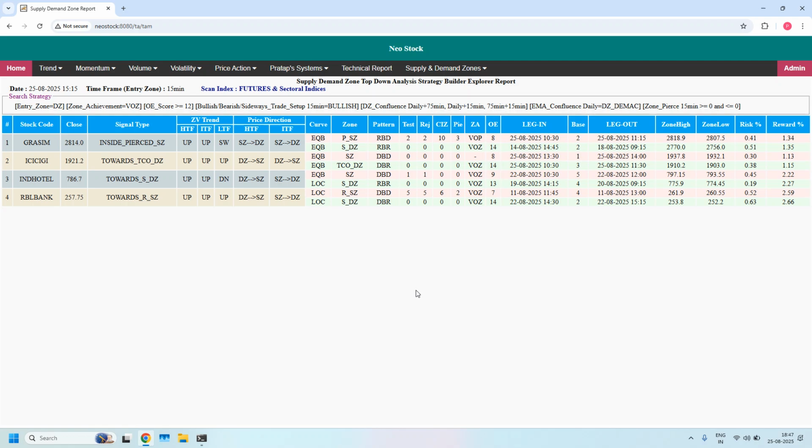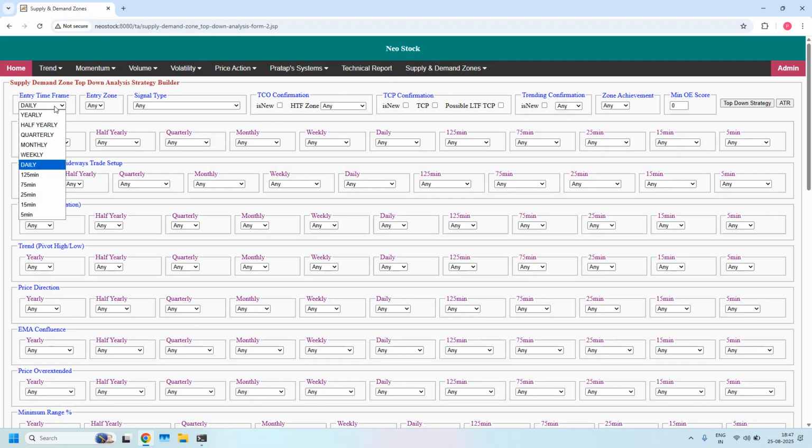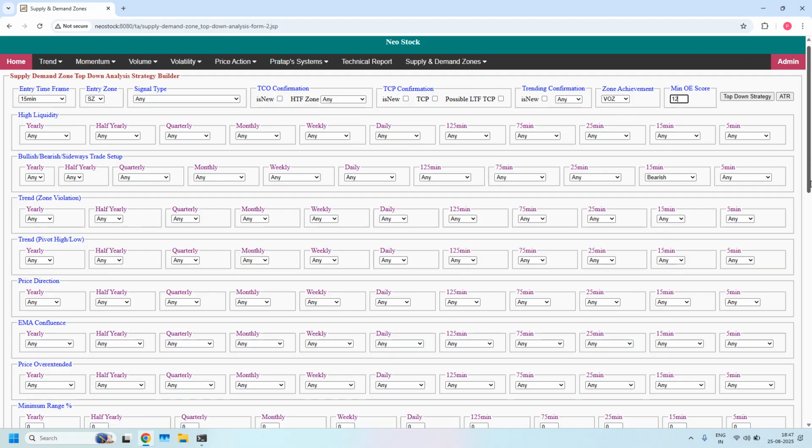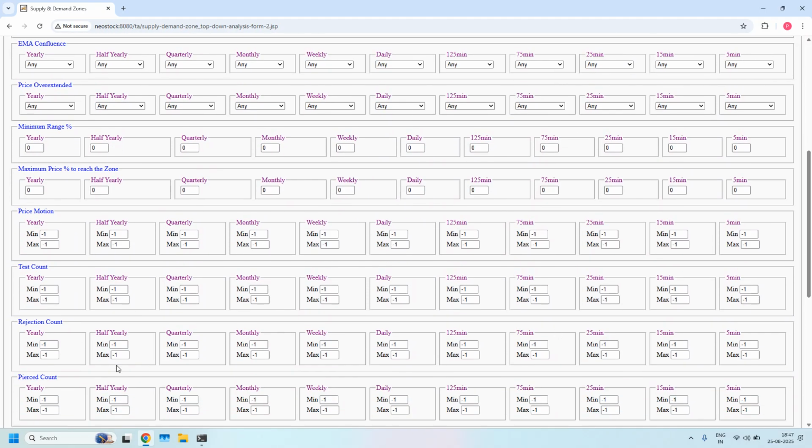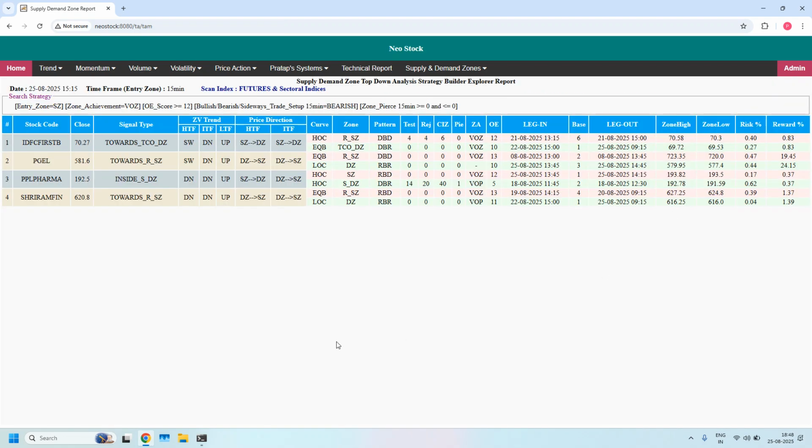Okay, next I will generate bearish trade setup for daily income trade. Entry time frame 15 minutes, entry zone supply zone. Here bullish or bearish at 15 minutes, I am selecting bearish. Zone achievement violated opposing zone. Minimum odd enhanced score 12. And also 15 minutes supply zone should not be pierced. So in the pierced count parameter at 15 minutes time frame, I am setting minimum value 0, maximum value 0.